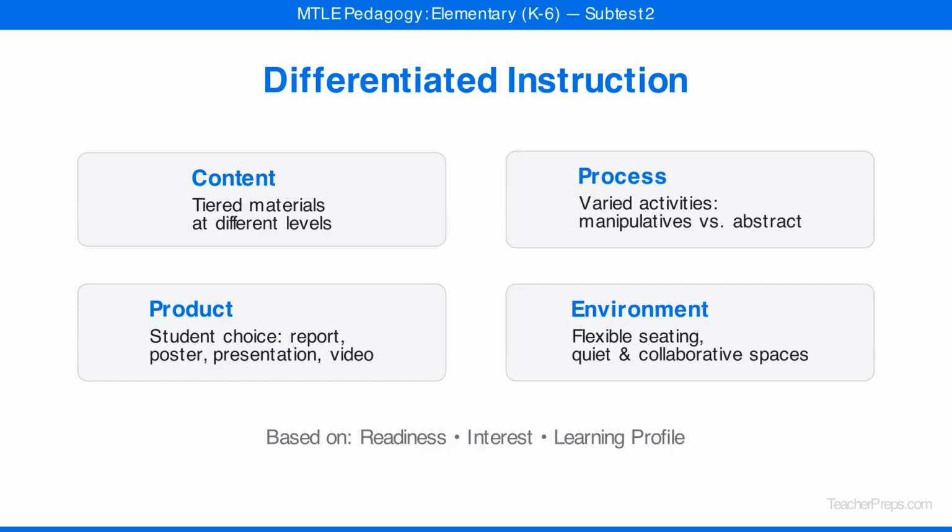Here's an example. In a 5th grade science class on ecosystems, struggling students create a labeled diagram. On-level students write an explanatory paragraph, and advanced students design an experiment. Formative assessment data determines which students need which tier.